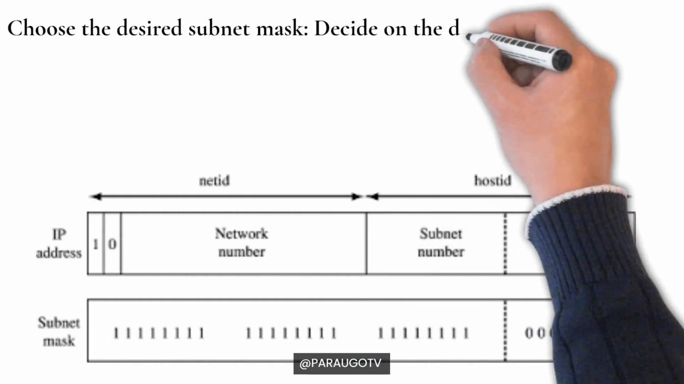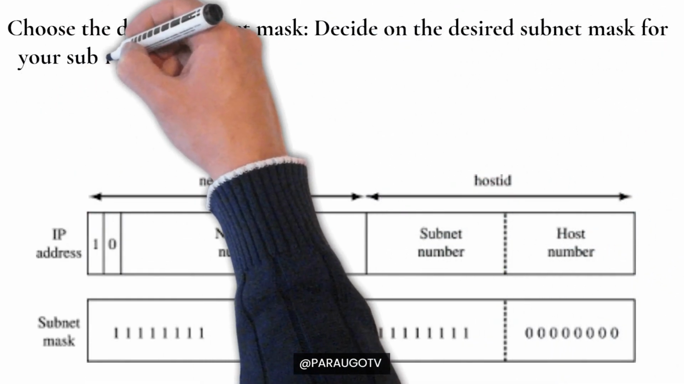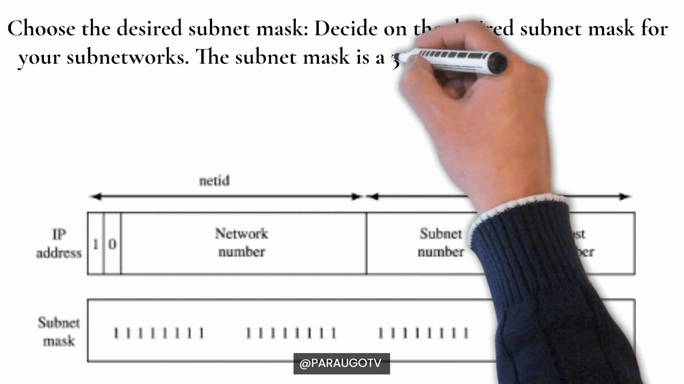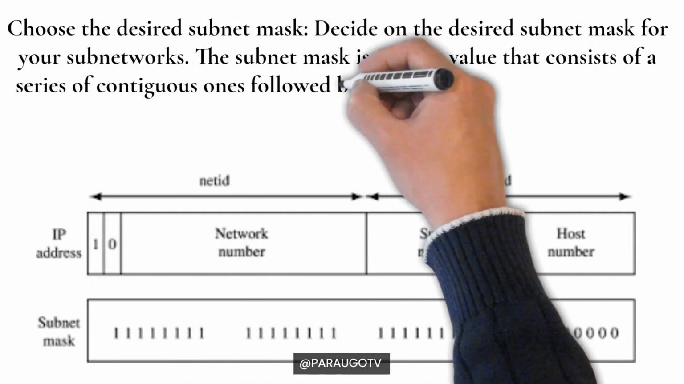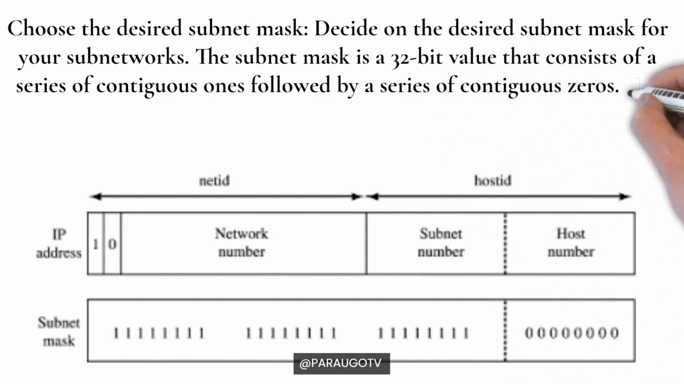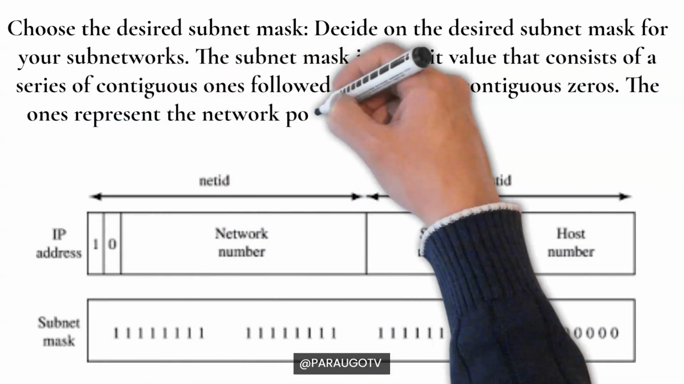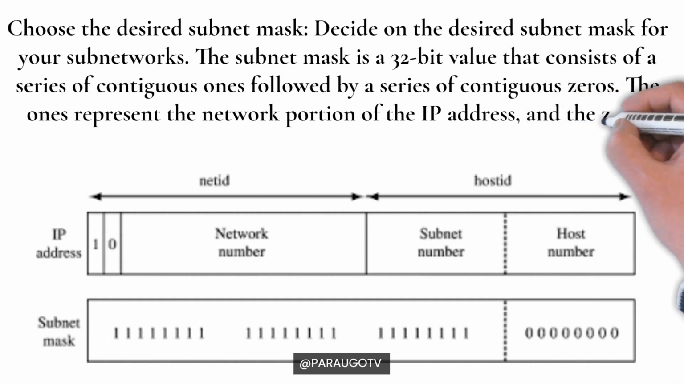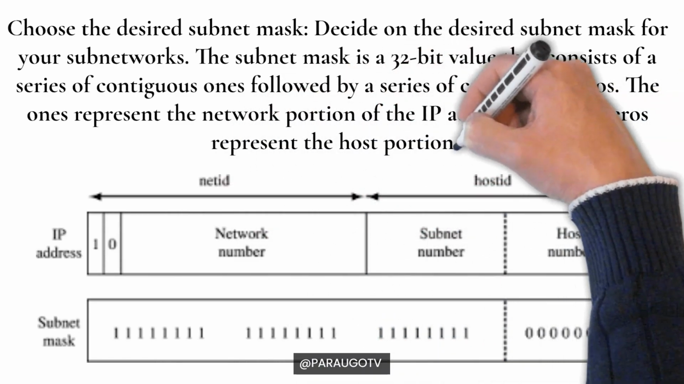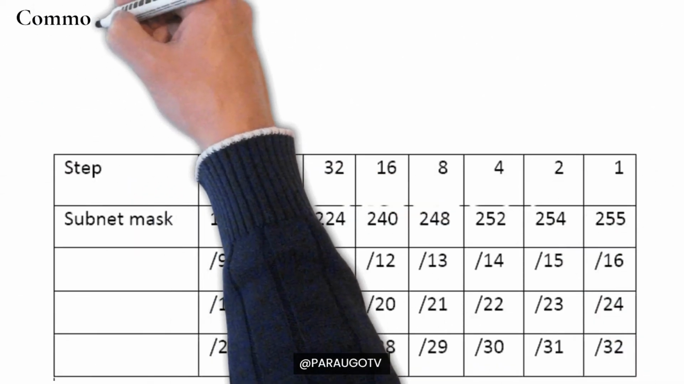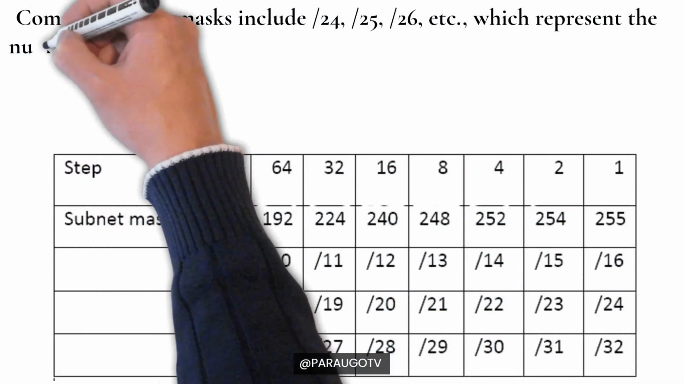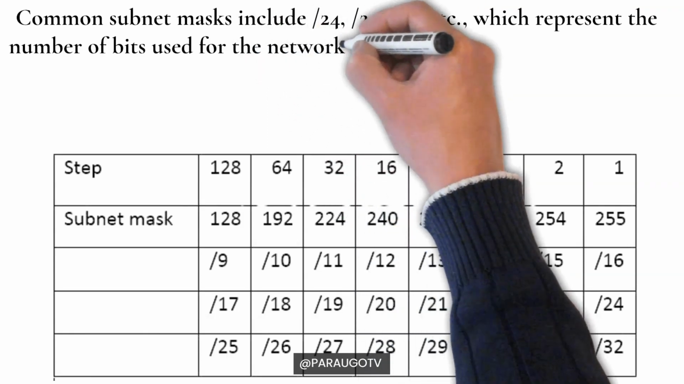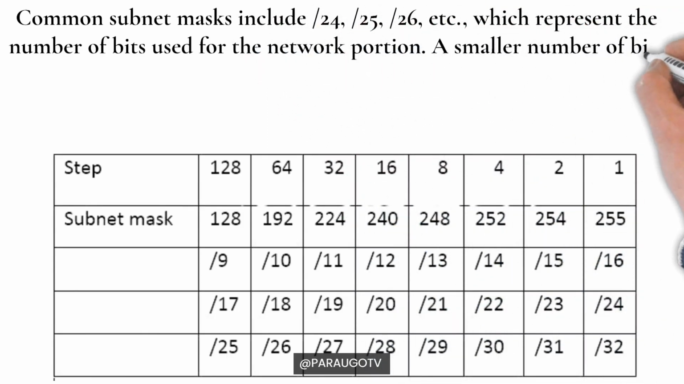Choose the desired subnet mask. Decide on the desired subnet mask for your subnetworks. The subnet mask is a 32-bit value that consists of a series of contiguous ones followed by a series of contiguous zeros. The ones represent the network portion of the IP address, and the zeros represent the host portion. Common subnet masks include /24, /25, /26, etc., which represent the number of bits used for the network portion.